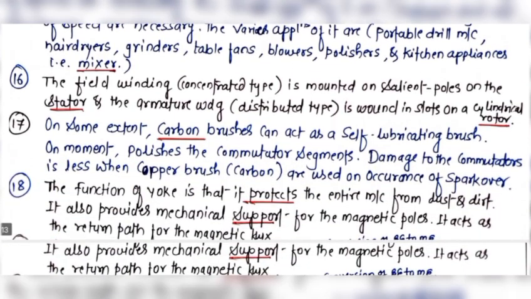Field winding, concentrated type, is mounted on a salient pole on the stator, and the armature winding, distributed type, is wound in slots on a cylindrical rotor.